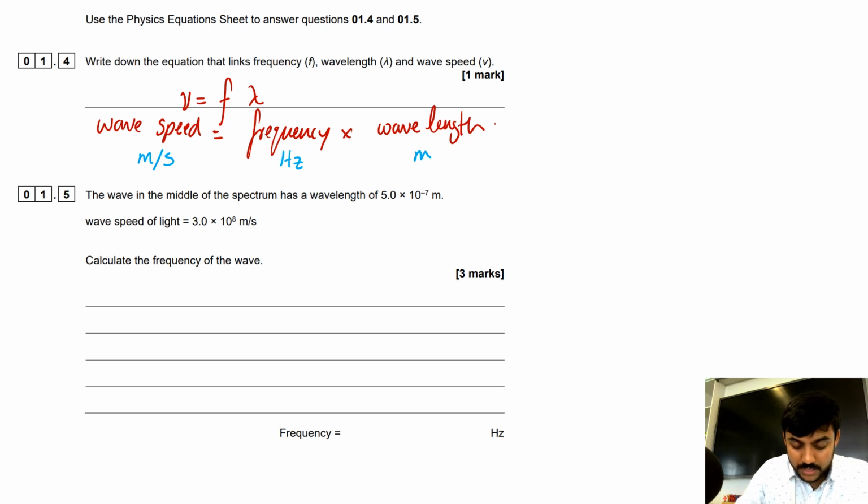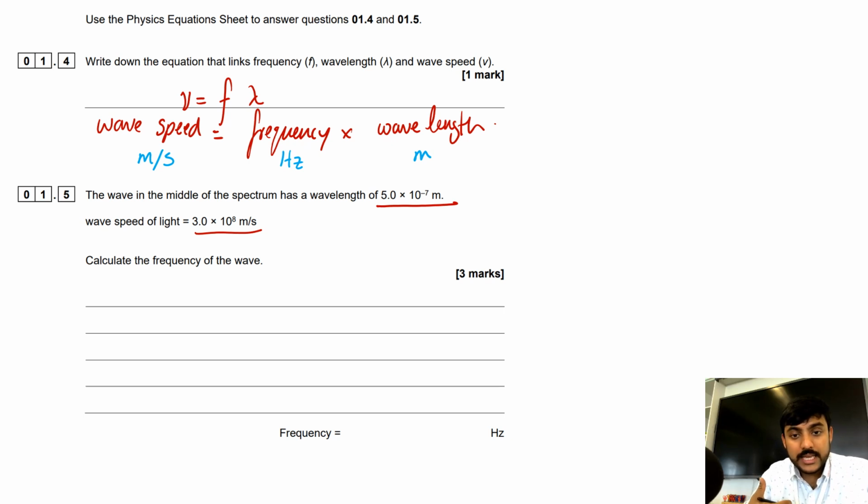The wave in the middle of the spectrum has a wavelength of 5.0 times 10 to the minus 7 meters. So that's a small number. The wave speed of light is 3 times 10 to the 8 meters per second. That's a big number. How do I know? Well, this has a minus 7, so the decimal point moves to the left 7 times. This has a times 10 to the power of 8, a positive 8, which means the decimal point moves to the right 8 times. Calculate the frequency of the wave.